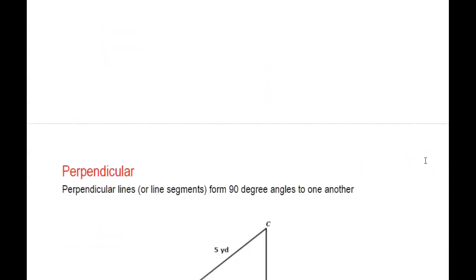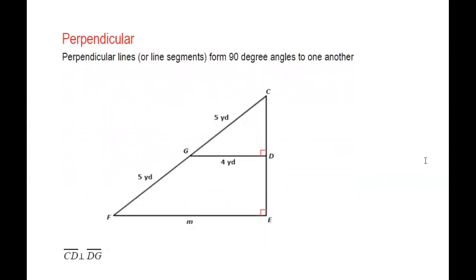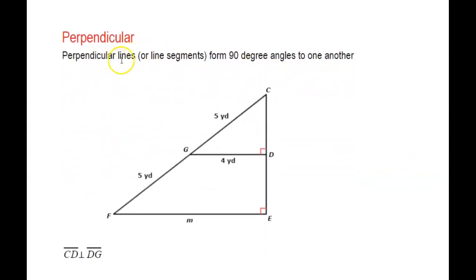Finally, the last symbol I want to go over is perpendicular. Now, what does it mean to be perpendicular? When two lines or line segments form 90-degree angles, that's indicated by this little red half square. When they're perpendicular to one another, they form 90-degree angles. And I would write it this way. Line segment CD is perpendicular to DG. In other words, it forms a 90-degree angle.